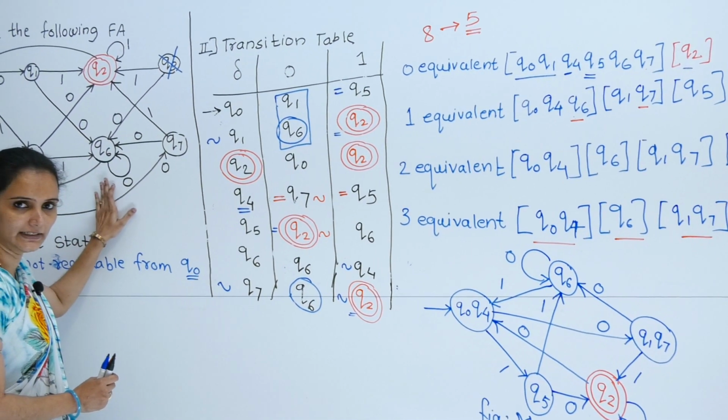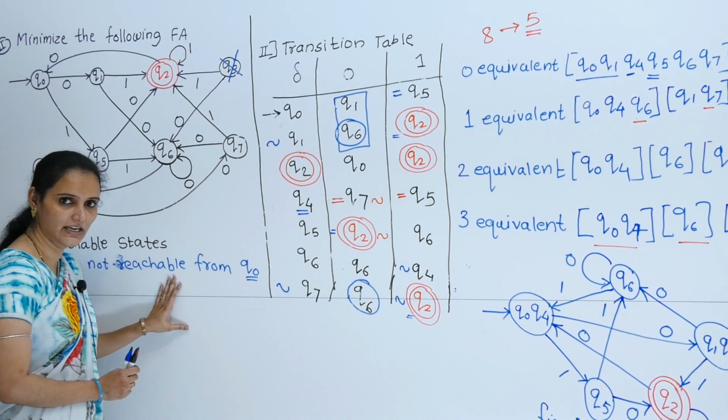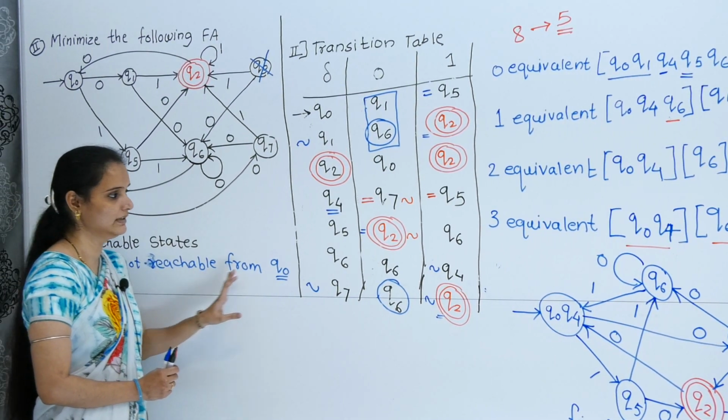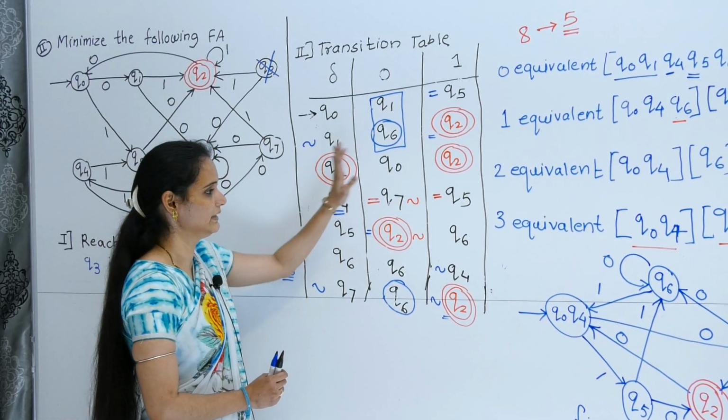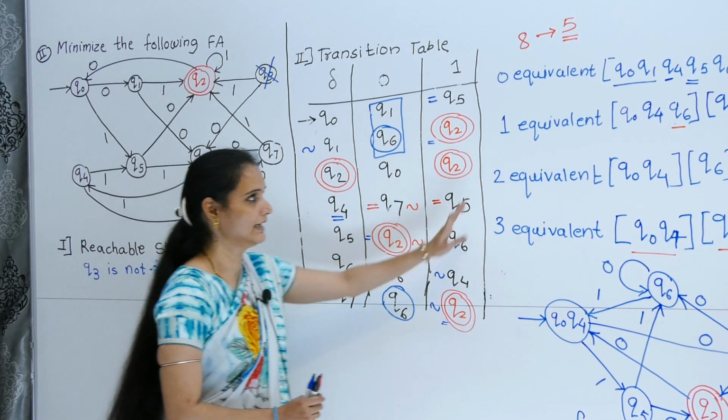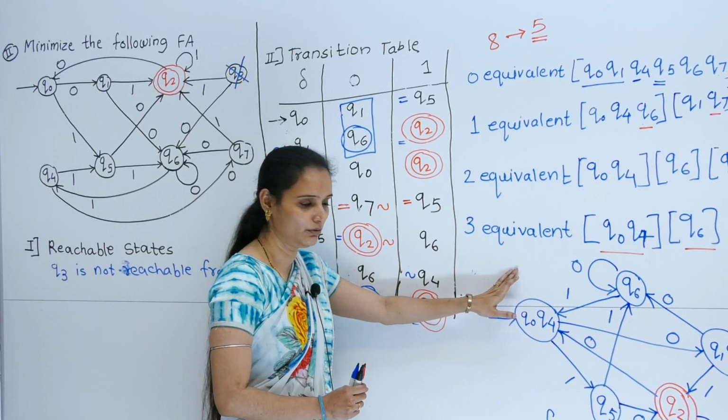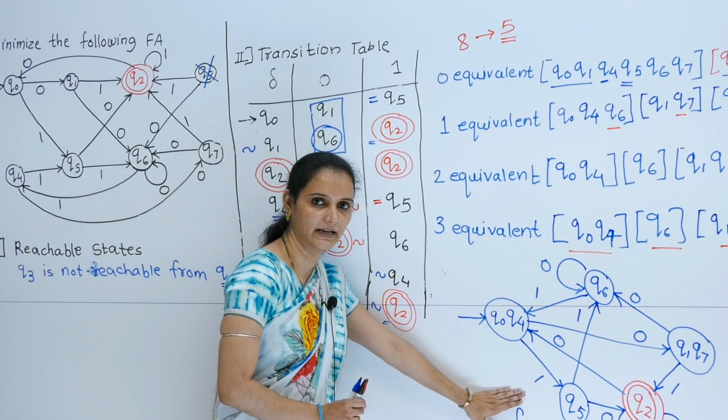So here the finite automata is given. The first step is to check the reachability. In the second step, we have designed the transition table, then the equivalency checkout, and then drawn the minimized DFA.